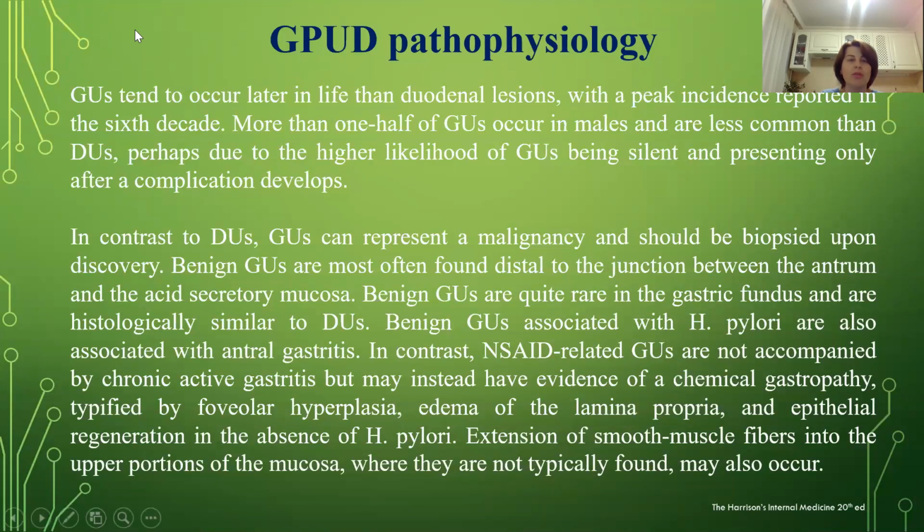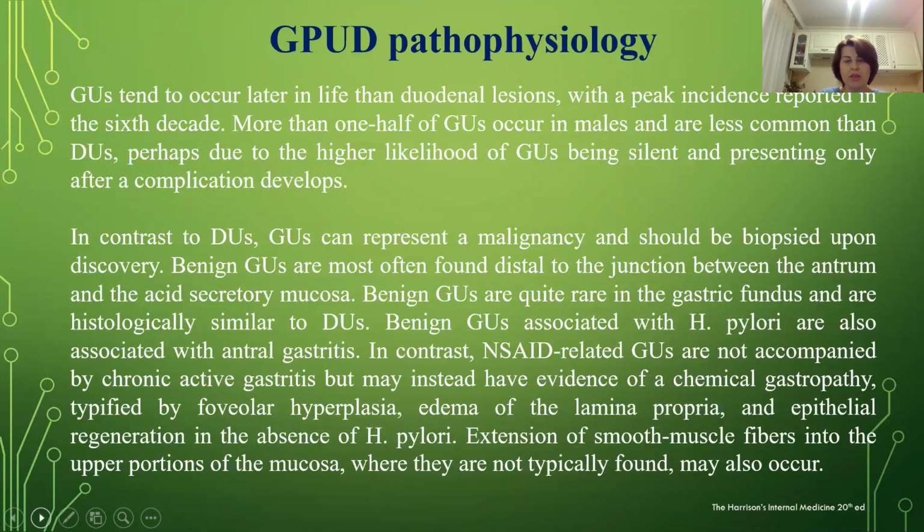Stomach ulcers tend to occur later in life than duodenal lesions, with the peak incidence reported in the sixth decade. Moreover, one half of the stomach or gastric ulcers occur in males. In contrast to duodenal ulcers, stomach ulcers can represent a malignancy and should be biopsied upon discovery. Benign gastric ulcers are most often found distal to the junction between the antrum and the acid secretory mucosa. They are rare in the gastric fundus and histologically are similar to duodenal ulcers.